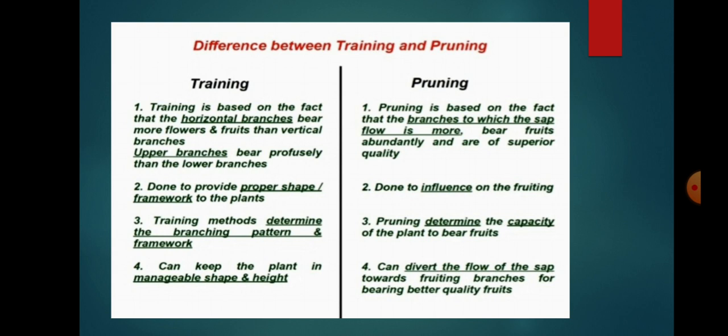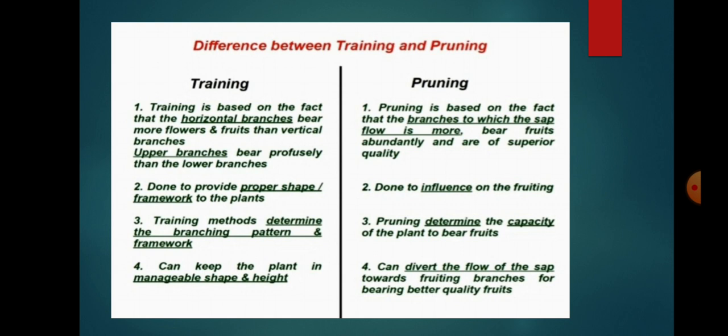Next, in pruning, the theory is that branches to which the sap flow is more bear fruits abundantly and of superior quality, as with niching and notching. This is the theory of pruning. Training is done to provide proper shape and framework, and to influence the fruiting, pruning is done. This is important to note.